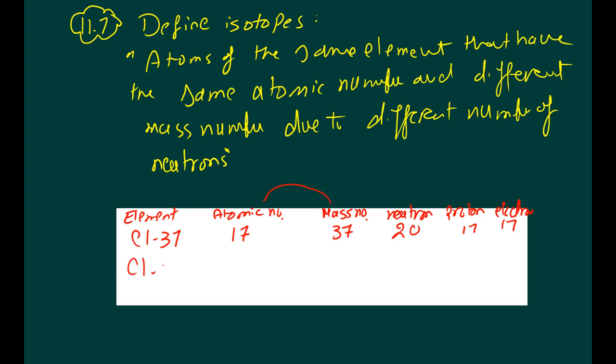While the Cl-35 isotope also has atomic number 17, but mass number 35. If you subtract to get the number of neutrons, you'll find that it has only 18 neutrons. The number of protons and electrons in a neutral atom always equals the atomic number. So the difference in the mass number between the two forms of the element is due to different numbers of neutrons. We call those two forms of chlorine isotopes of chlorine.